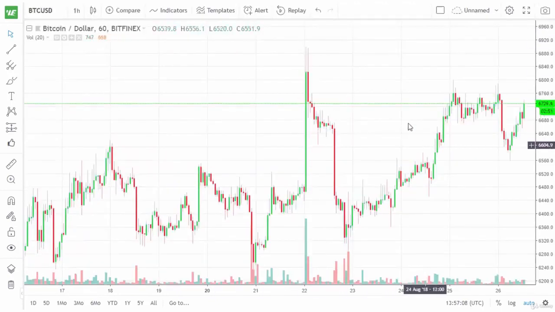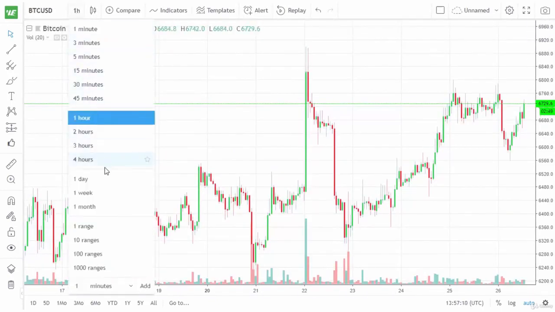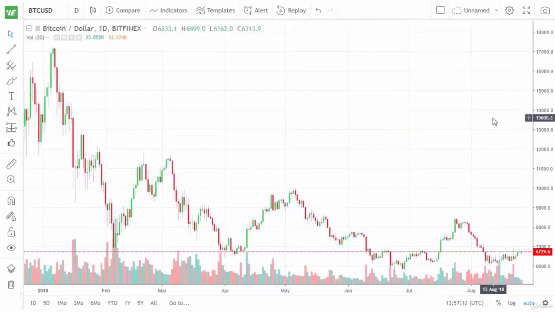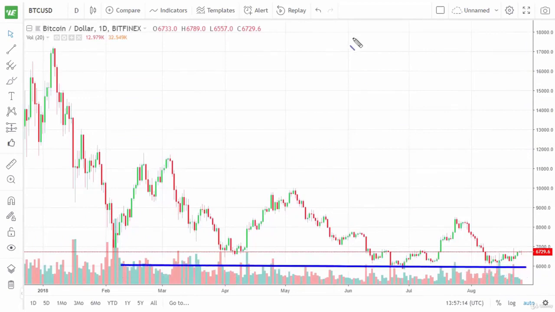And what I mean by that is, we'll go ahead and go to the daily chart here on Bitcoin. So an obvious support level here is the $6,000 level. A lot of big money wants to buy Bitcoin at 6,000 so far. You'll see that time and time again.